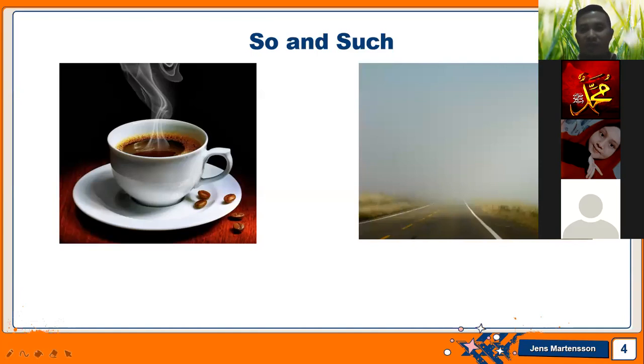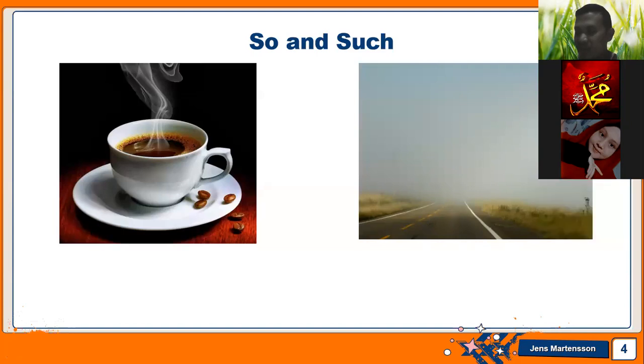And then what about the second picture? Can you see the picture? How would you describe this picture? What is the picture about? Road, sir. Road, yeah. How is the road? Is it clear? So long. The road is so long.